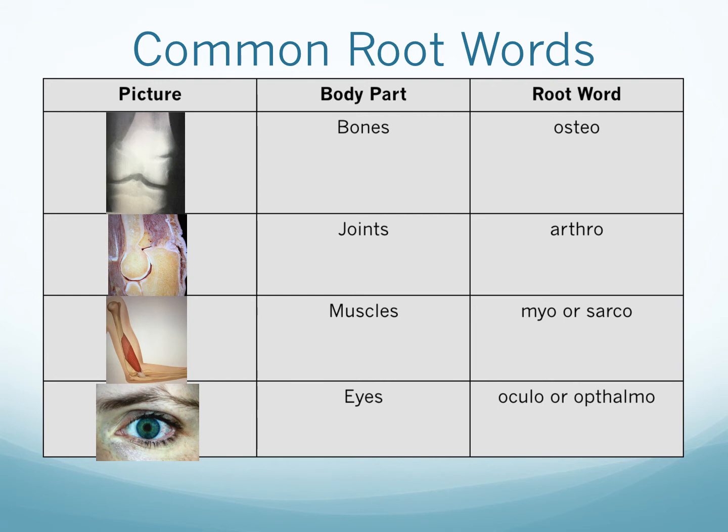Next, we will learn commonly used root words for specific body parts. The root word for bone is osteo. Arthro indicates the joints. Myo or sarco may be used for muscles, and oculo or ophthalmo will be used for the eye.